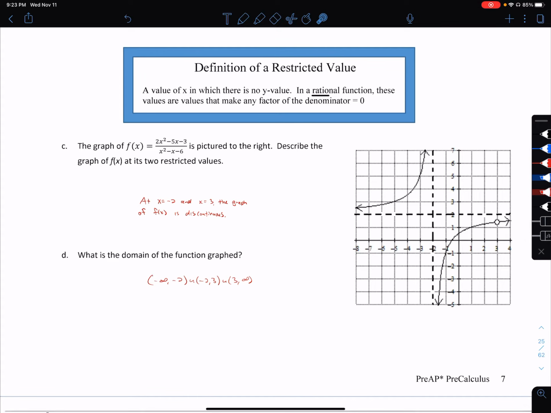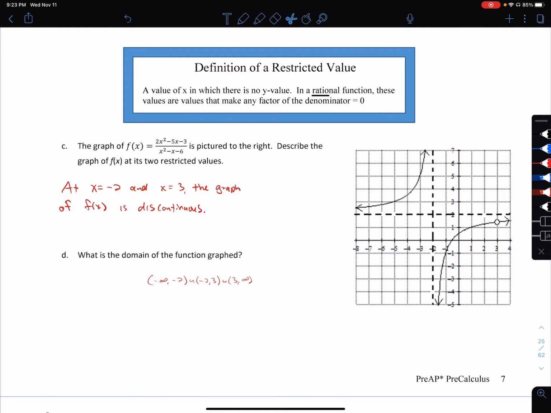The graph of the function we were just talking about is over here on the right. Describe the graph of f of x at its 2 restricted values. Well, you'll see at x equals -2, the graph is discontinuous. We would call that infinite discontinuity. And at 3, we can see it's also discontinuous. We would call that point discontinuity. As far as this question goes, we're just looking for at x equals -2 and x equals 3, the graph of f of x is discontinuous.